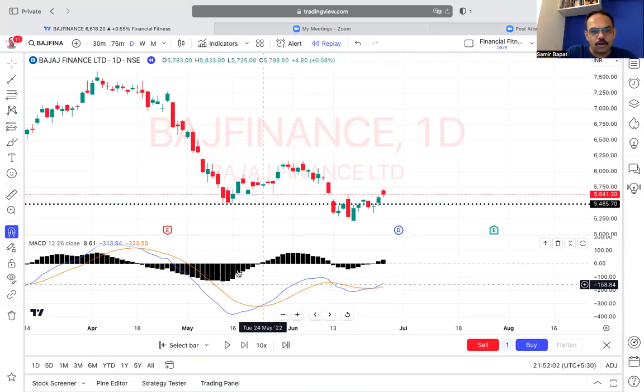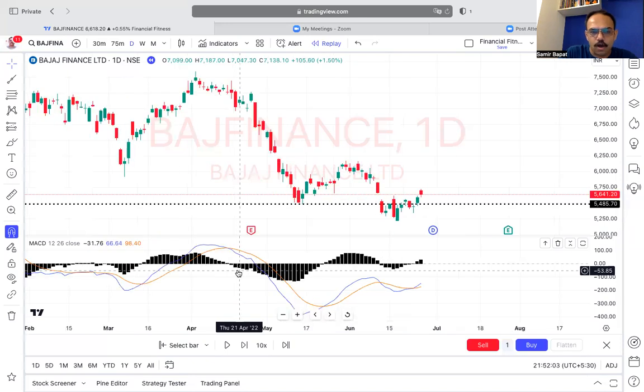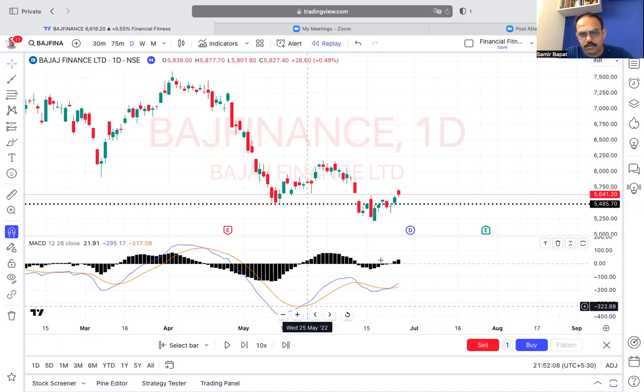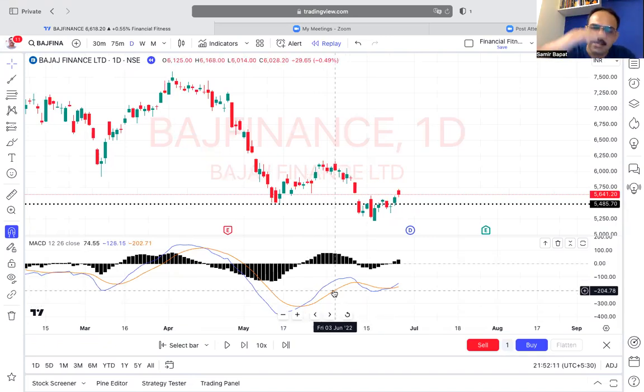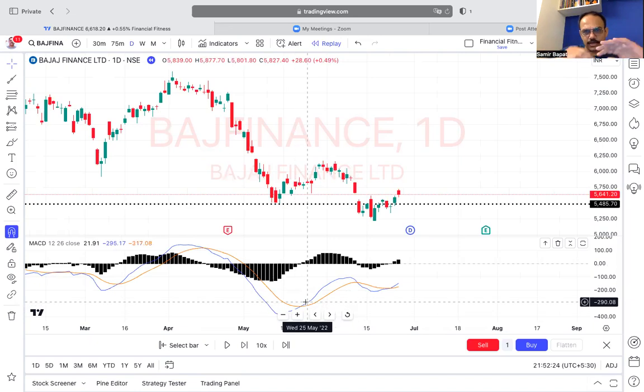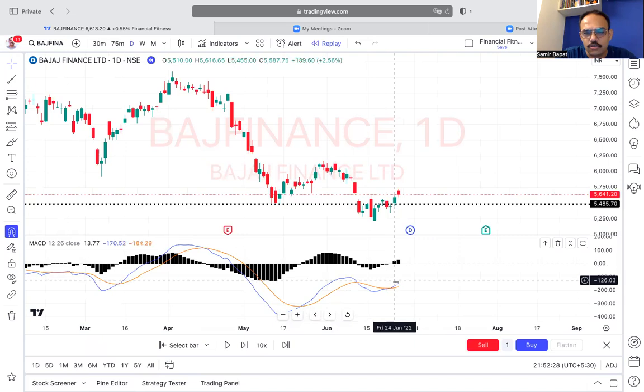Also, the crossover should form as far below the zero line as possible. Again, it's a relative term, it's not measurable. So visually, we have to see this crossover happening as low as possible. I'll give one more term. Let's go through this. So this crossover has happened.